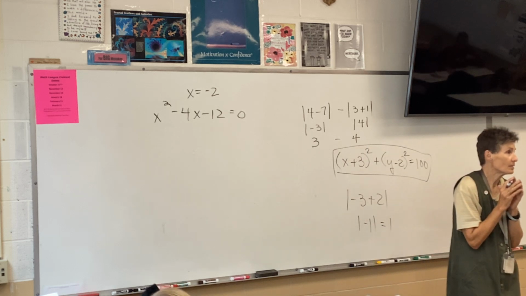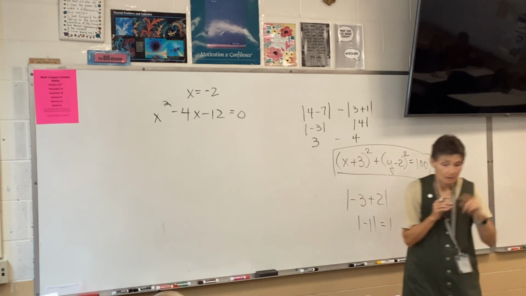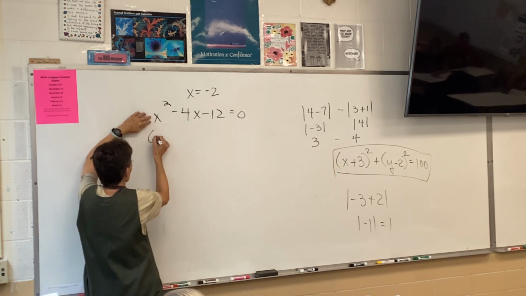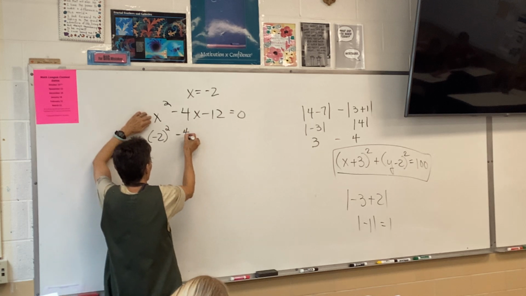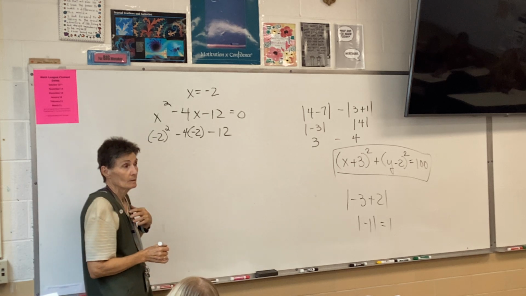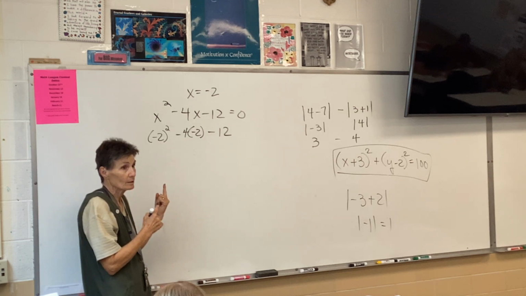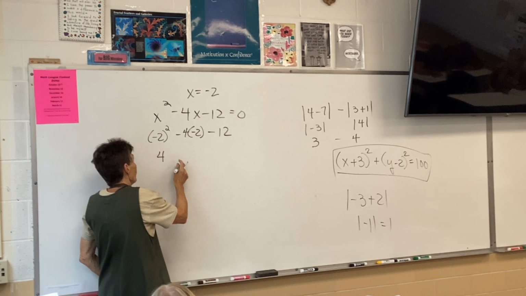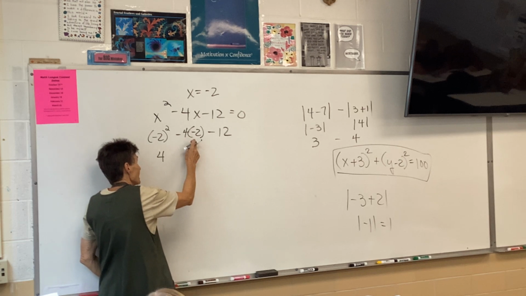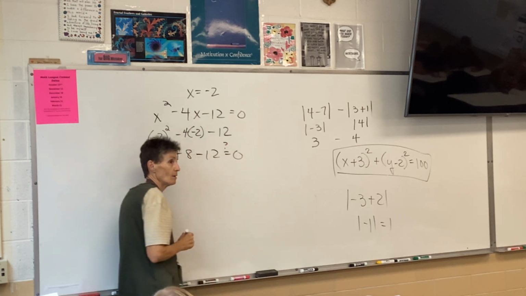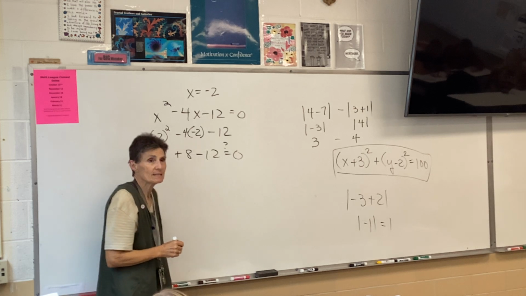Yeah? How'd you figure that out? So one minus 12. If it's an answer, it has to work. All right, so what's negative 2 squared? 4. What's negative 4 times negative 2? 8. Does that work out to be 0? Yes? Did anyone have a different idea?